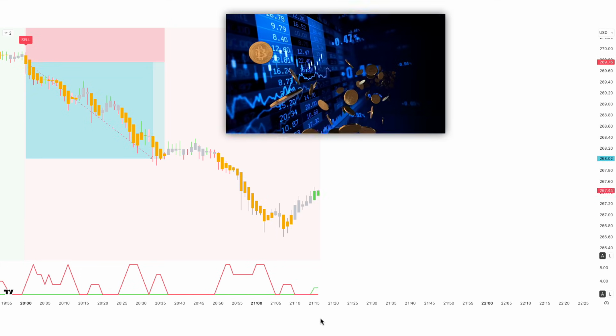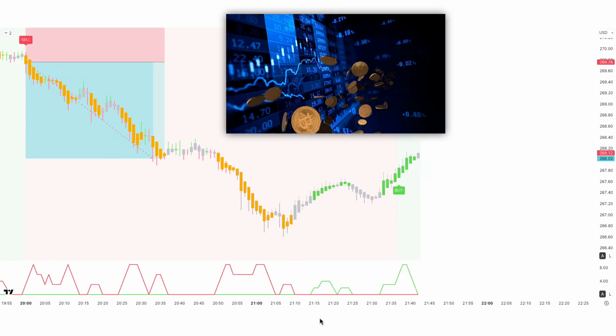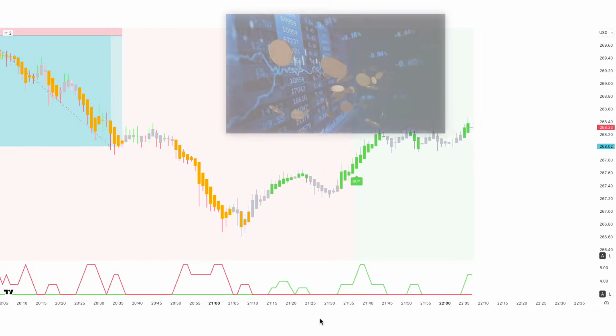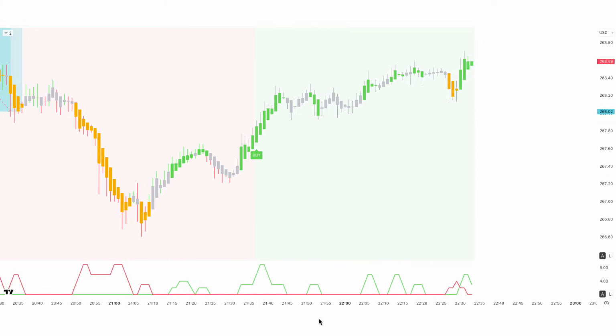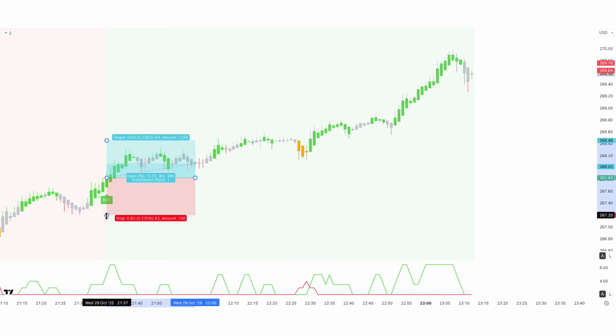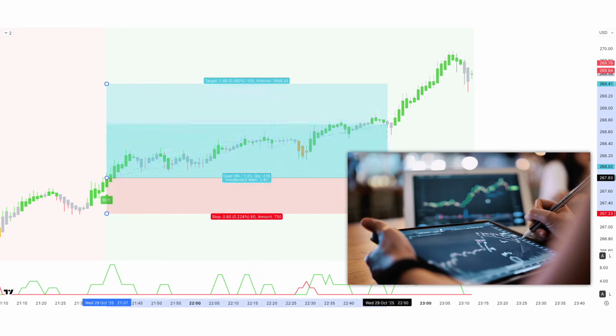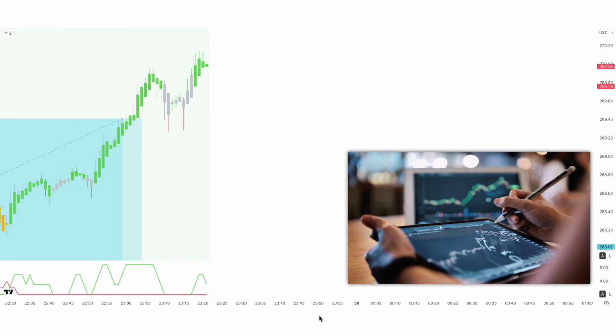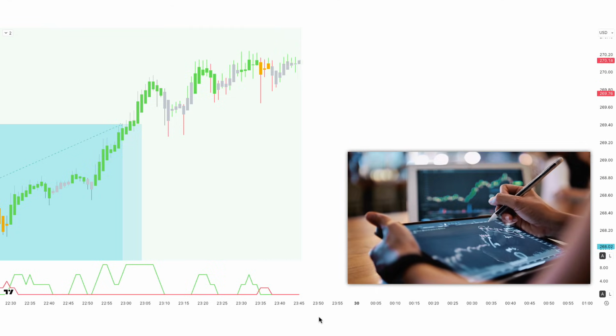The indicator combines price structure and momentum to convert trend shifts into visual signals, making it easier for you to read charts, whether you're scalping, intraday, or swing trading. Setup is simple and requires just a few steps to apply. I'll break down the entire process here.